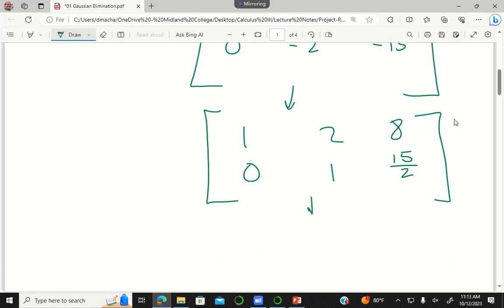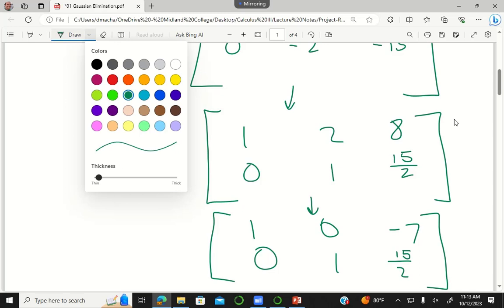And then maybe the last thing I'll do is subtract 2 times the second row from the first row. So I'll take first row minus 2 times the second row. And 1 minus 2 times 0 is 1. 2 minus 2 times 1 is 0. 8 minus 2 times 15 halves is 8 minus 15, and that's negative 7. And then the second row remains exactly the same.